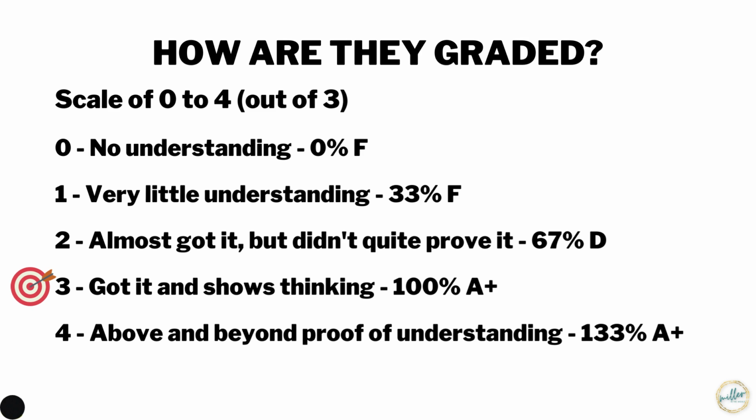However, it is on a scale of 0 to 4. You can get a 4 if you have above and beyond proof of understanding on your mastery check. Maybe you show more than one way to do the problem, or maybe you explain how to do it with a full sentence. That would definitely show above and beyond proof that you understand. 4 out of 3 is 133%. Still an A+, but that can really help you if you get lower scores on other things. It can help bring your grade up.